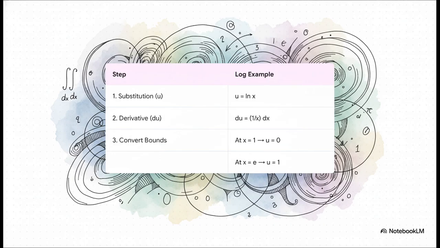So we convert our bounds. When x is 1, u is 0. When x is e, u is 1. And once again, we have a brand new set of boundaries for our new world.